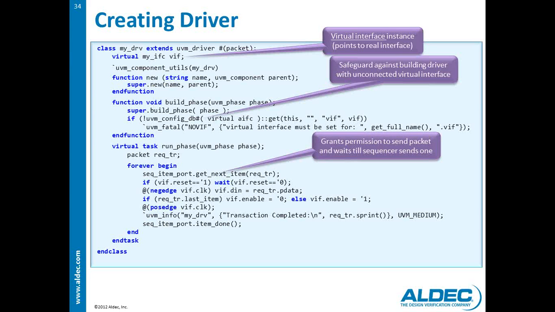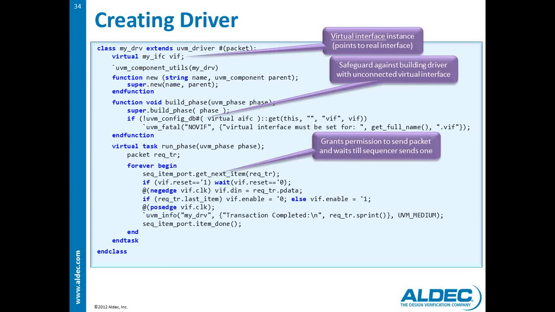In the driver, the most critical part is actually the run phase task, because it says how the driver is supposed to process our sequences. So as you see, the first part is calling the getNextItem method that sits in the port of our driver. And basically speaking, it grants permission to the sequencer to send a packet and waits till the sequencer is done with sending that packet.